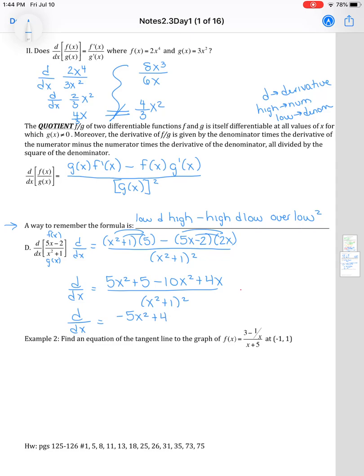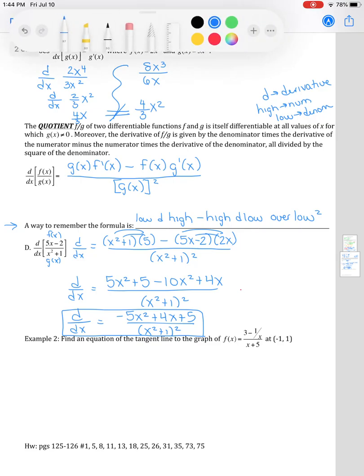So d of dx, you get negative 5x squared plus 4x plus 5 over x squared plus 1 squared for your answer for that one. Okay, it's not asking you to do anything with it, it's just asking you to get the derivative, but just make sure that you follow the quotient rule for that one.